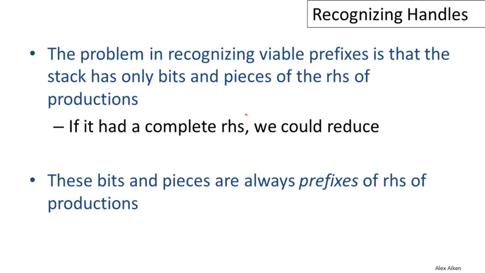Now we're ready to discuss how we recognize viable prefixes. And the problem is that the stack has only bits and pieces of the right-hand sides of productions in general. Most of the time, we don't have a complete right-hand side on top of the stack; we only have a part of a right-hand side. And it turns out that what is on the stack is actually not just random. It has a very special structure. These bits and pieces are always prefixes of right-hand sides of productions. That is, in any successful parse, what is on the stack always has to be a prefix of the right-hand side of some production or productions.